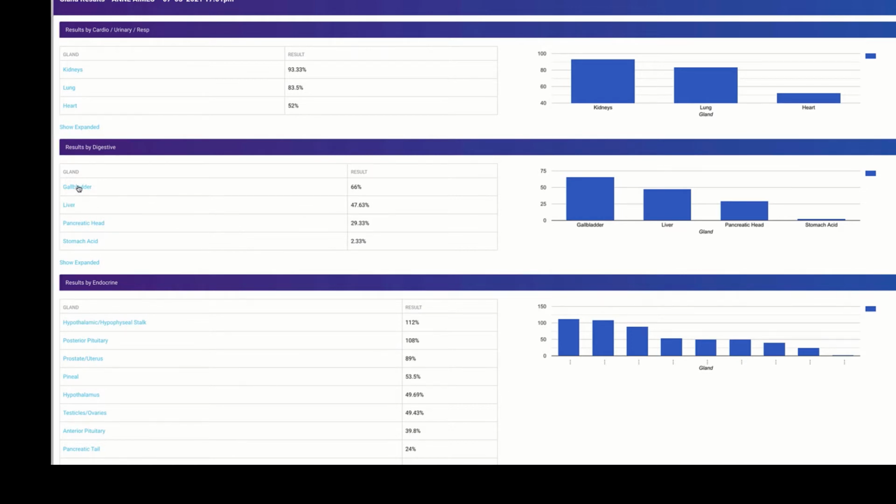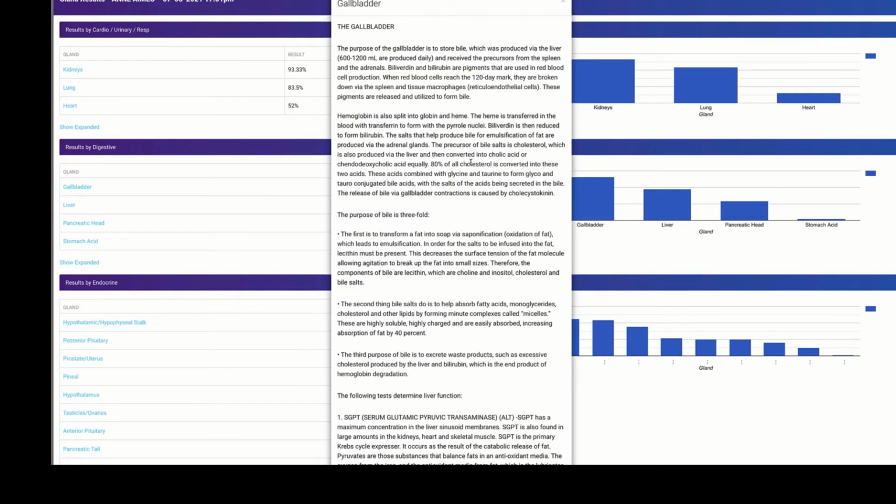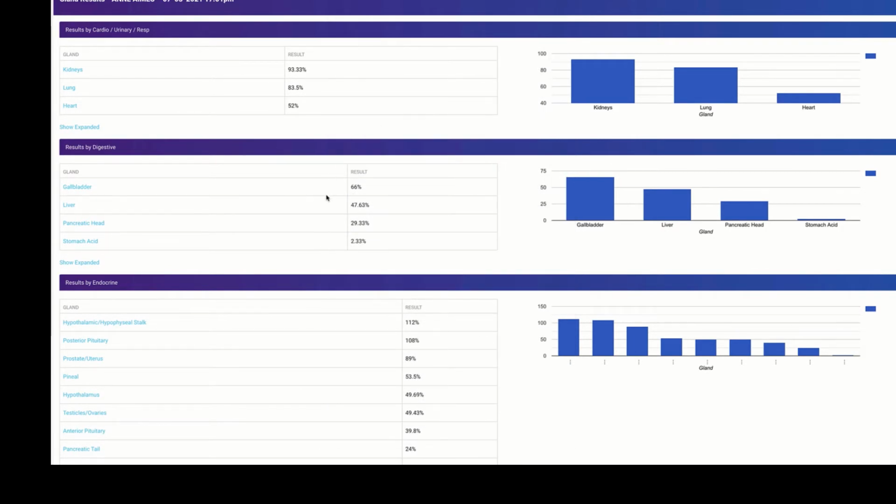So you want to see what's going on with the gallbladder? Again, click on gallbladder, and you'll have a drop-down box. They'll tell you exactly what's going on.